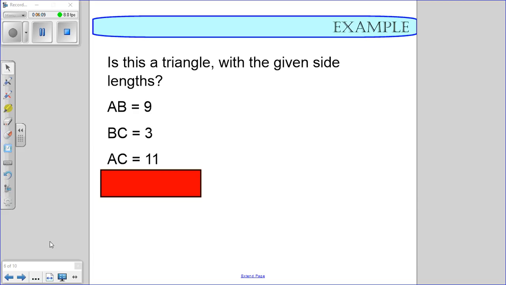So if we have a triangle and we're given these side lengths, we got 9, 3, and 11. We need to know, is this a triangle? Will it actually form a triangle? So we take the two smallest numbers, my 9 and 3, and I add them. That's it, simple addition. 9 plus 3 is 12. Is 12 greater than 11? Yes, it is. So we have a triangle.